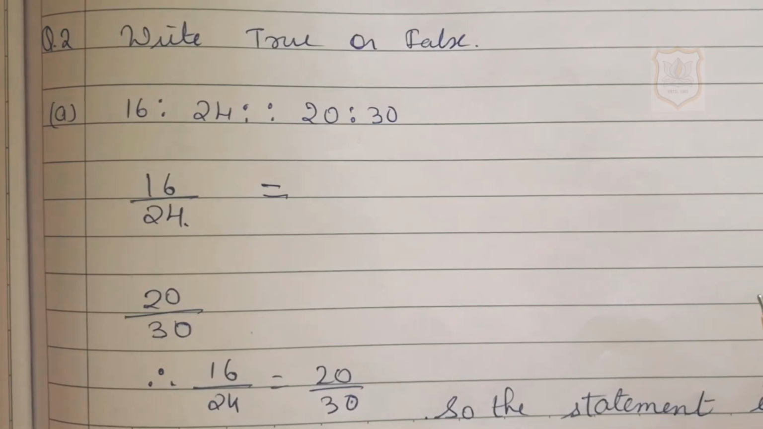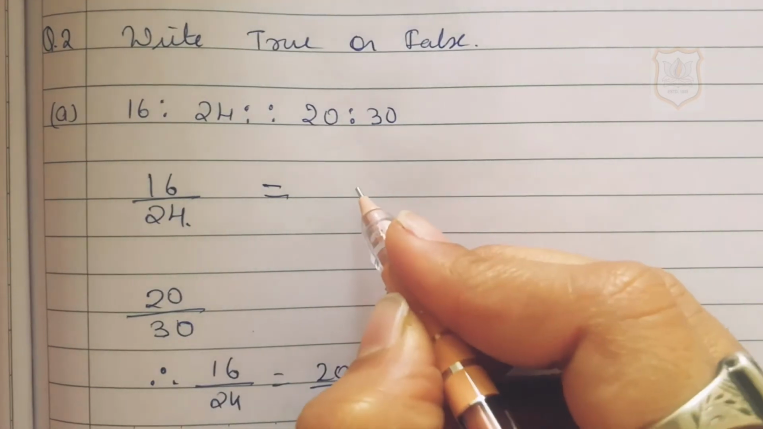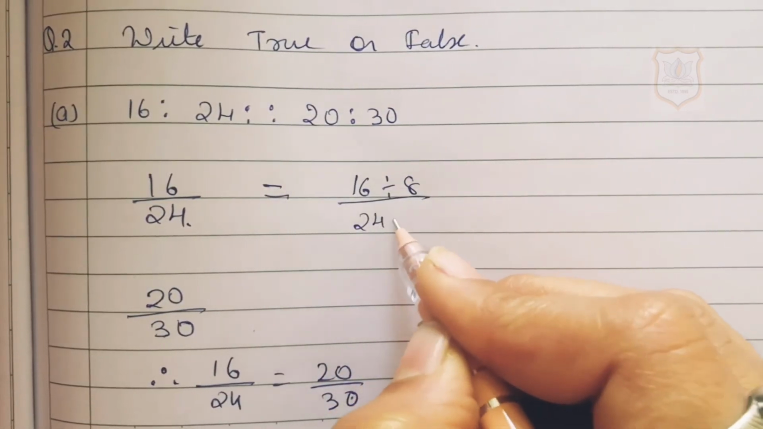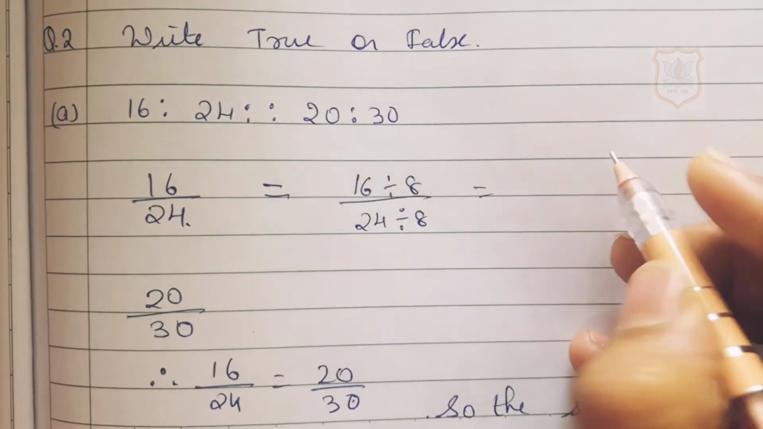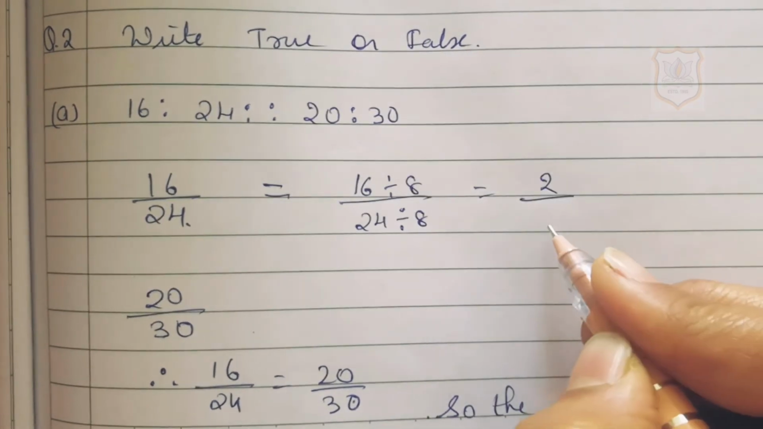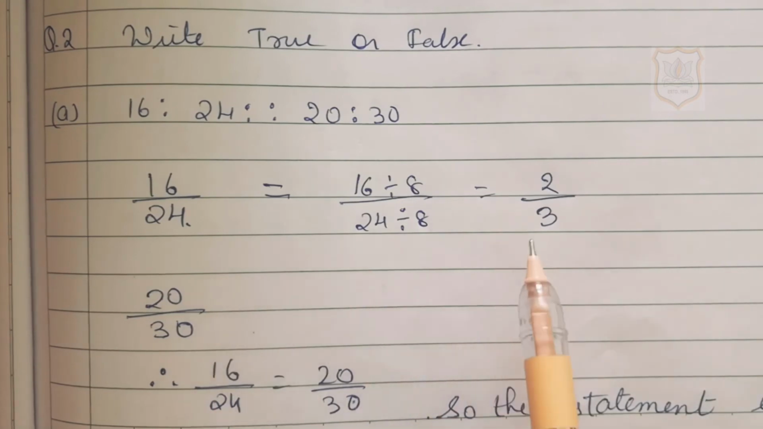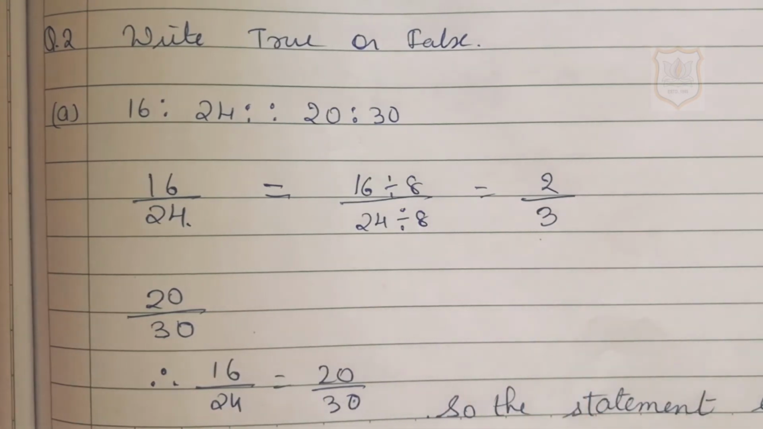So first we will divide numerator and denominator by 8. So 16 divided by 8 upon 24 divided by 8. So 16 divided by 8 is 2 and 24 divided by 8 is 3. So the simplest form of 16 upon 24 is 2 upon 3.